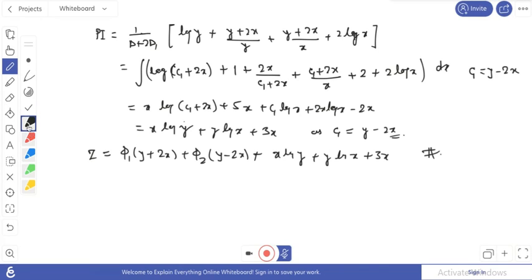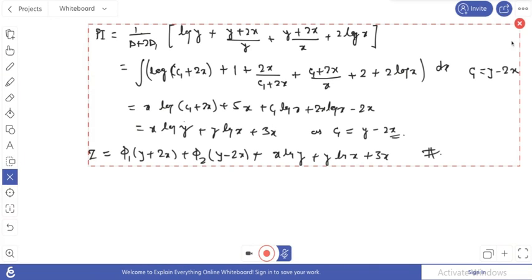OK, so on the next page there is a non-homogeneous linear partial differential equation with constant coefficients.